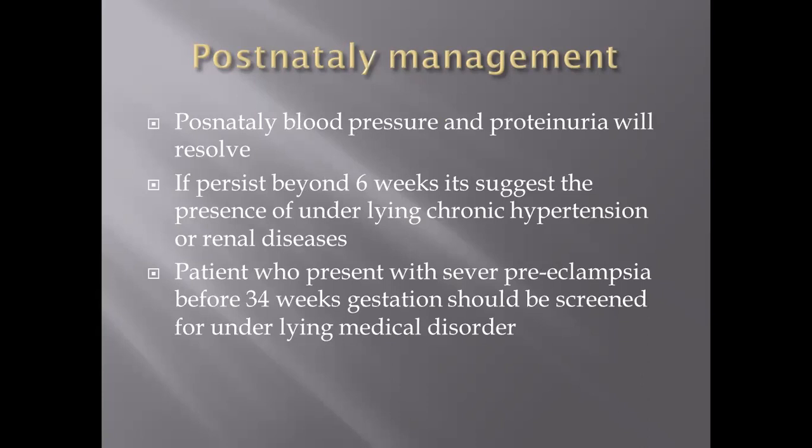If the high blood pressure persists beyond 6 weeks, it suggests the presence of underlying chronic hypertension or renal disease. And the patient who presents with severe preeclampsia before 34 weeks of gestation should be screened for underlying medical disorder.